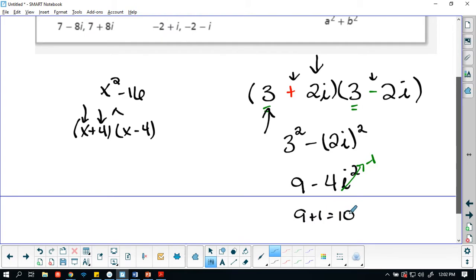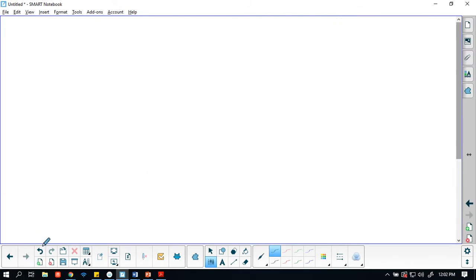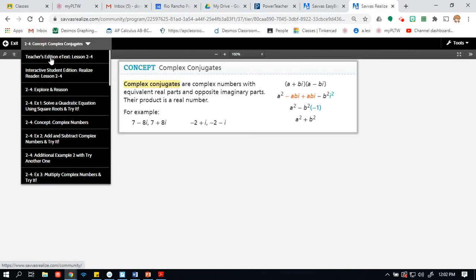Now, not all your problems are going to be like this. Some of your multiplication problems might be a complex conjugate. Most of them probably will not be. You will have a middle term. You should be able to identify what a complex conjugate looks like, and that you can easily just square the two terms in it. So let me show you an example of where complex conjugates are primarily used.